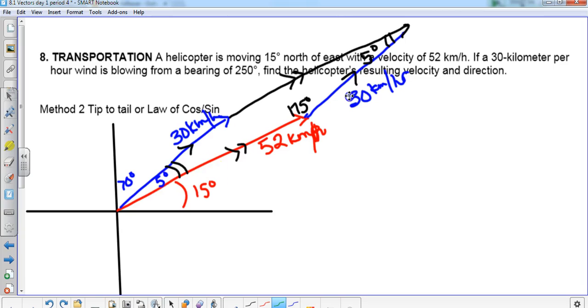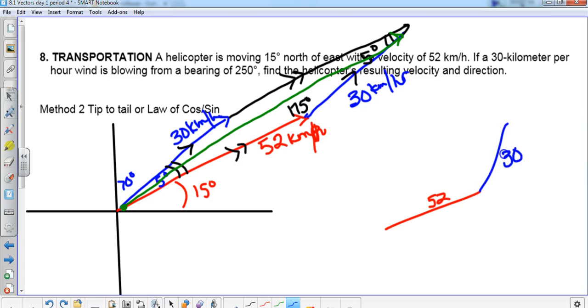Okay. The resultant is what happens here through the middle. I'm going to exaggerate even more by bringing this down here. We have a 52 here. We have a 30 here. And in between we have 175 degrees. Can we find this distance?